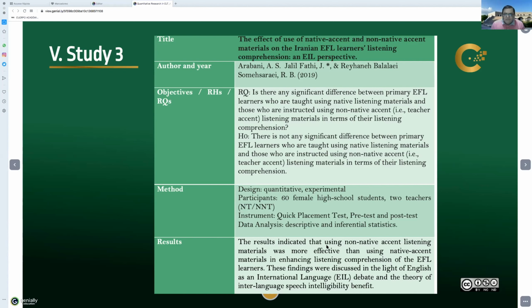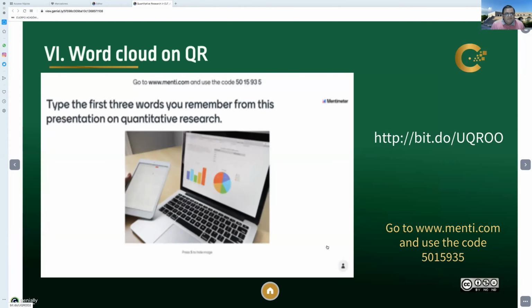And finally, I have this very quick exercise for the audience. We have some students here. Let us prepare a word cloud on quantitative research. What we have to do, or the audience, please, if you help me, you need to type the first three words you remember from this presentation on quantitative research. Think about keywords that we were using in this presentation, and go to this website.